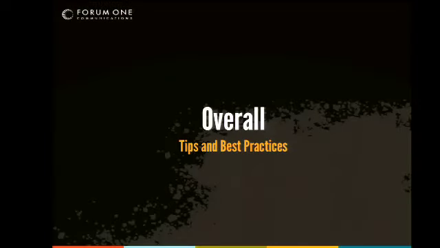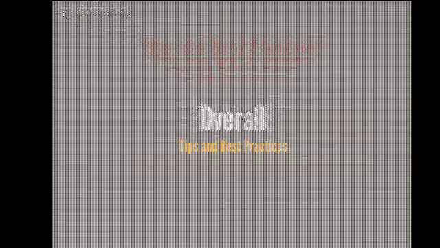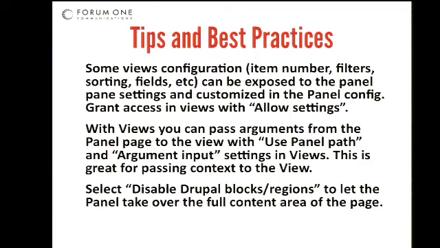All right, so this is pretty much just summing everything up. So overall tips and best practices. Some of the views configuration, item numbers, filters, sorting fields, etc. can be exposed to panel pane settings and customized in the panel config. And you can do this by granting access with views in the allowed settings. I didn't even know this until maybe a couple of weeks ago, but this is awesome.